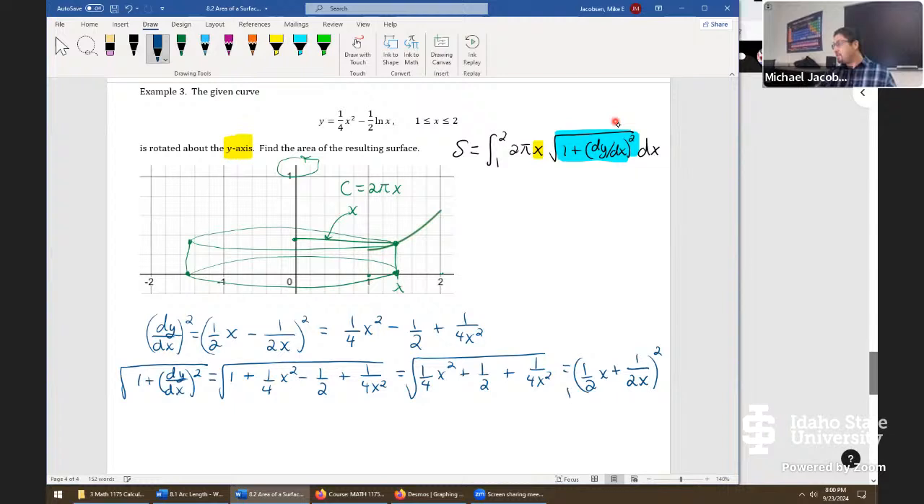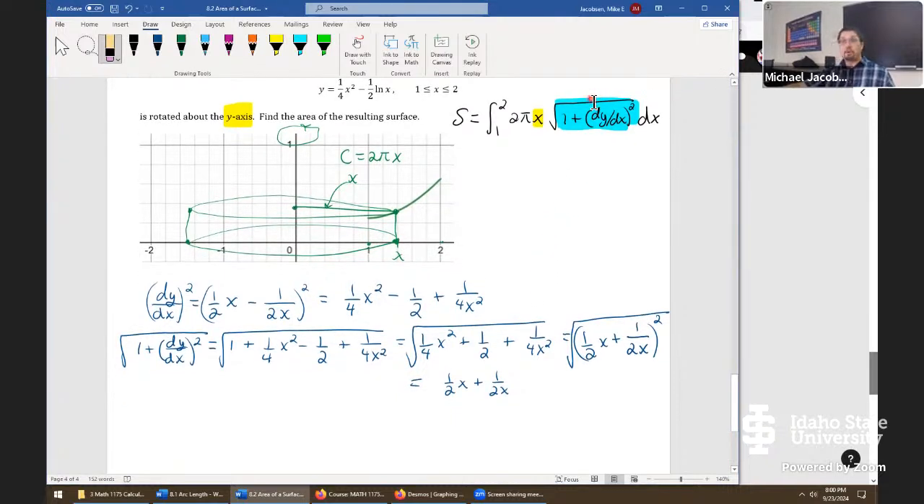Gigantic mess at the start. But then finally, right here, we have a mathematical miracle. It's just 1/2 x plus 1 over 2x. No parentheses required. So that gets us across the nasty part of this, sorting out the root. Now we just have to finalize the problem.